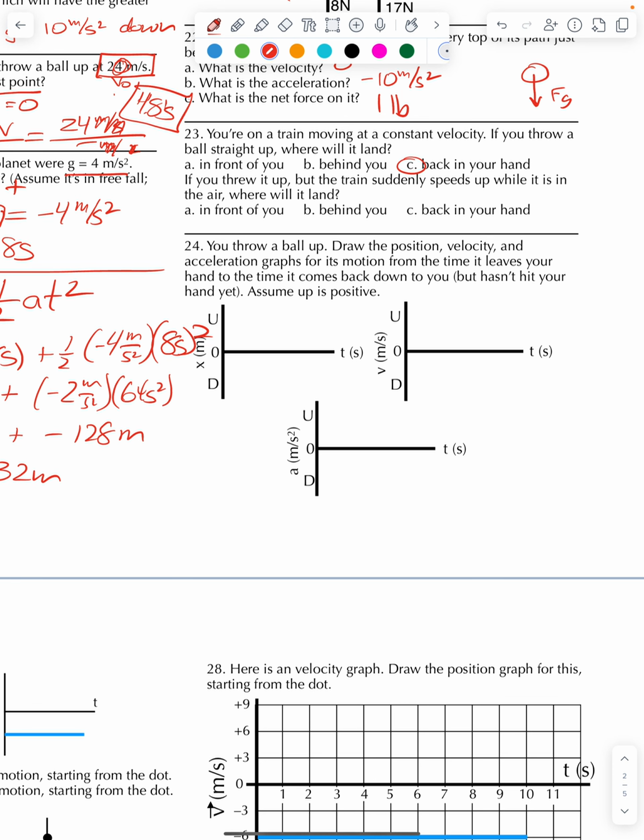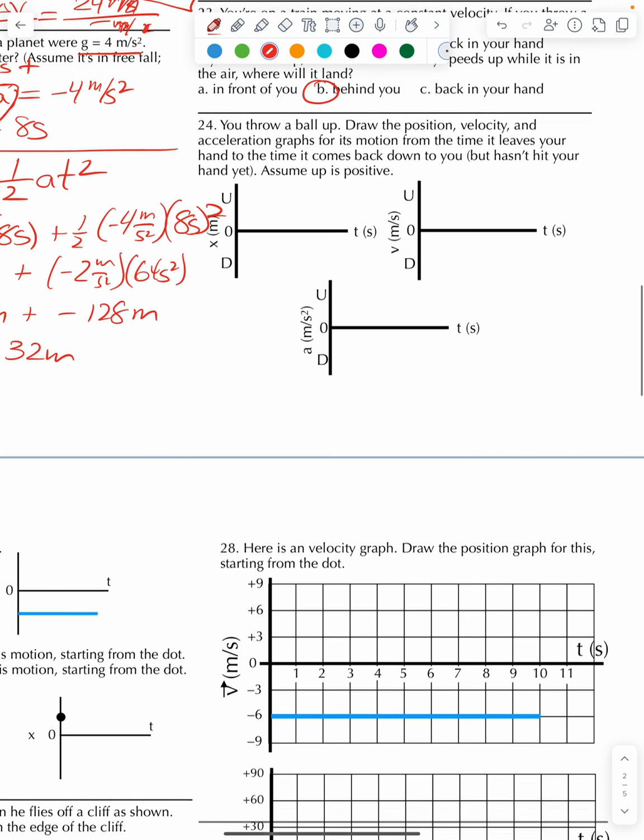But let's say, part B here, if you threw it up, but the train suddenly speeds up, where will it land? Well, the ball's not going to pick up speed like you are because it's not attached to your hand or to the chair or whatever. So it's going to land behind you somewhere.